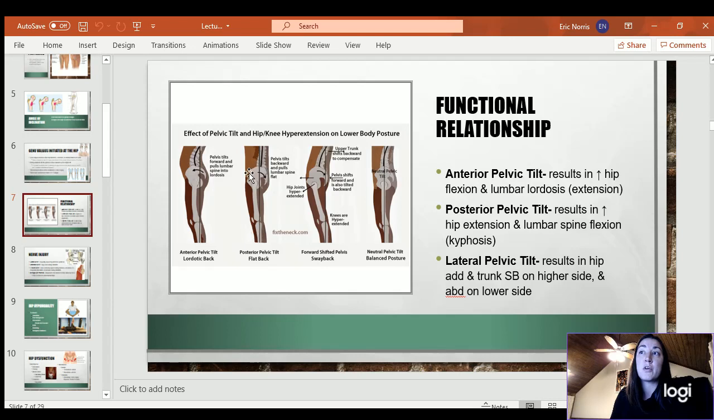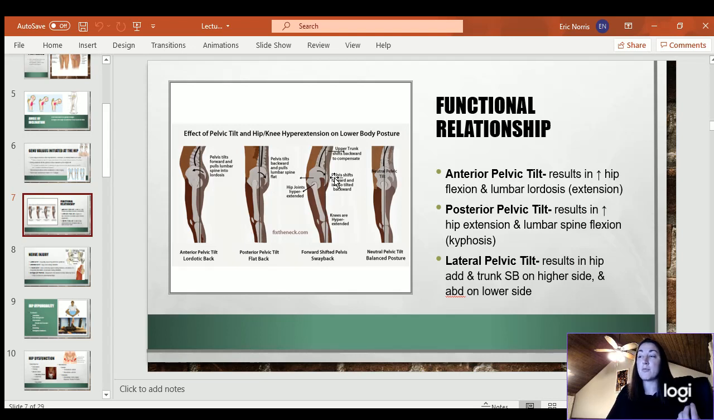So rather than the lordotic curve that should go in slightly, this is the normal, it would be more of a flat back. So it would just kind of go straight up. That's with a posterior pelvic tilt. With a lateral pelvic tilt, then one side of the pelvis will be lifted higher, the other side will be tilting down, and the side that's higher, the trunk will kind of collapse in towards that side. So there will be less space between the ribs and the pelvis on that side and more space on the opposite side. That would be like with a lateral pelvic tilt.